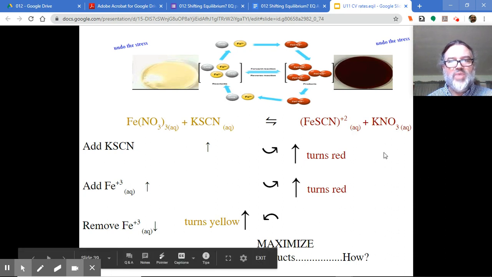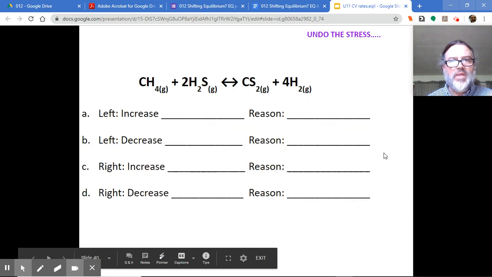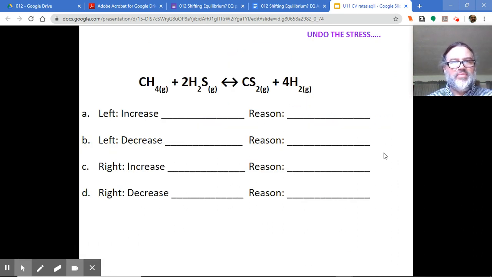Remember, engineers want to maximize products. So you should be able to think through this. Here's an equilibrium, and in this equilibrium, we have methane and hydrogen sulfide, carbon disulfide and hydrogen. Notice on this side, 3 moles of gas, and on this side, 5 moles of gas. So pay attention to the amount of reactants and products. And if we wanted to shift them to the left, this side, what would we increase or decrease? If we wanted, as an engineer, to make more of this and shift it to the right, what are some things we could increase and decrease?